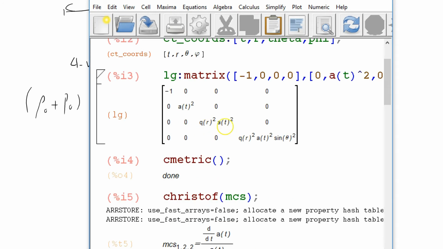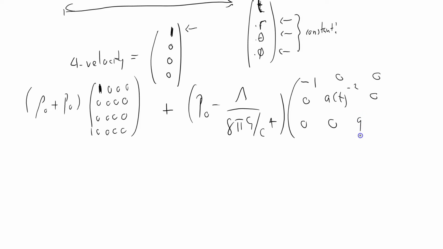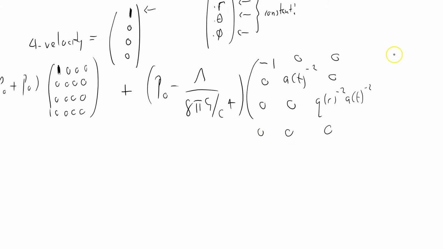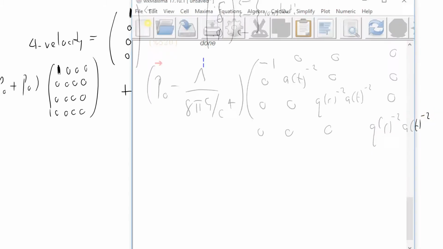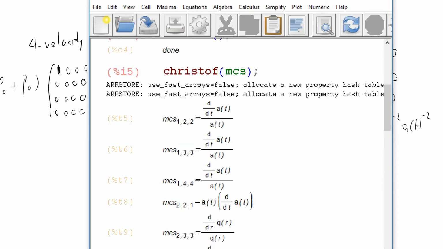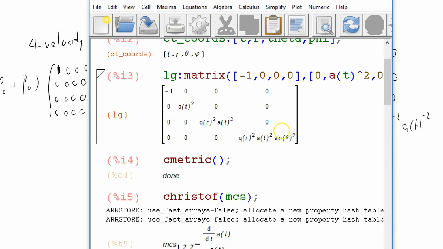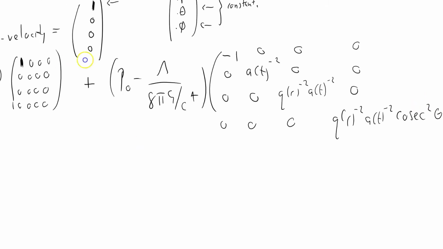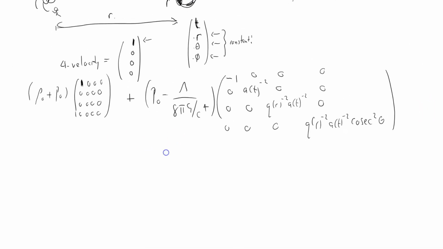We've got a q and an a there. So that's q of r to the -2, a of t to the -2, zeros, 0, 0, and that's q of r to the -2, a of t to the -2, and this one had a sine squared, and it's 1 over sine squared, so it's cosec squared theta. Is that everything? Yeah.